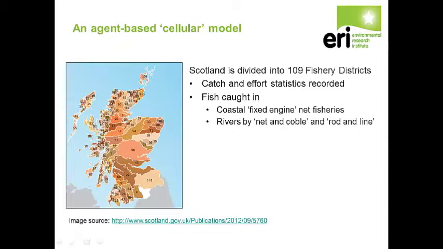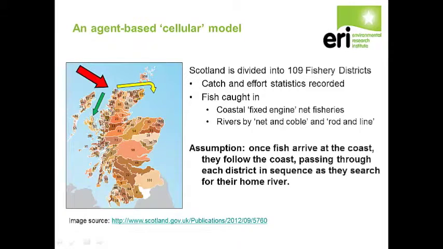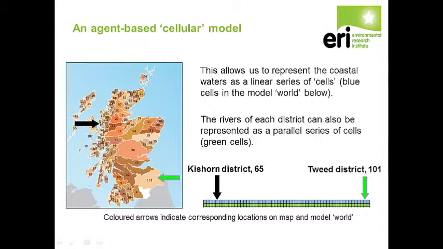Scotland is divided into 109 salmon fishery districts, for which catch and effort statistics have been recorded for some time. Historically, fish have been caught in coastal fixed-engine net fisheries, but also in rivers by net and coble fisheries and by recreational anglers. Now, if we make an assumption that once the fish arrive at the coast of Scotland, they then follow the coast, passing through each district in sequence as they search for their home rivers, then we can represent the coast of Scotland in a very simple way as a linear series of cells, with a second parallel series of cells to represent the home rivers that the fish might move into.